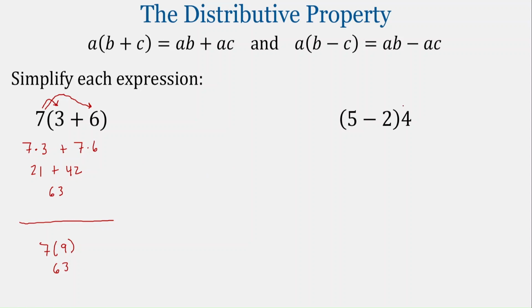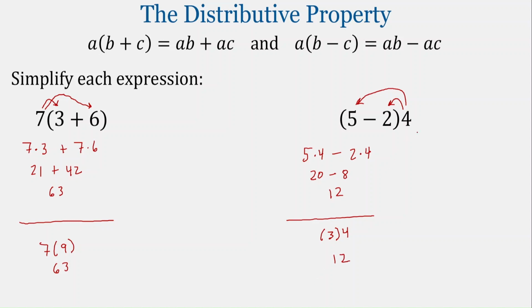Now, since multiplication is commutative and the order does not matter, we can distribute this 4 that's on the right side as well and go 5 times 4. And then 2 times 4, or negative 2 times 4. We can write this as 5 times 4 minus 2 times 4. This is 20 minus 8. And that'll give us 12. And then again, using PEMDAS, or order of operations, 5 minus 2 is 3 times 4. And then that's equal to 12.